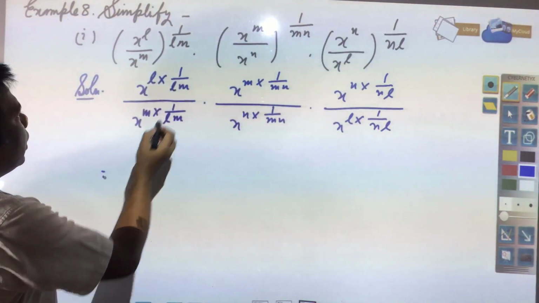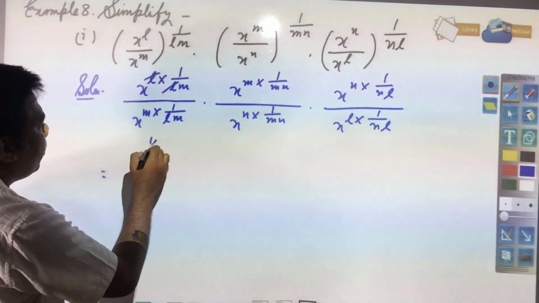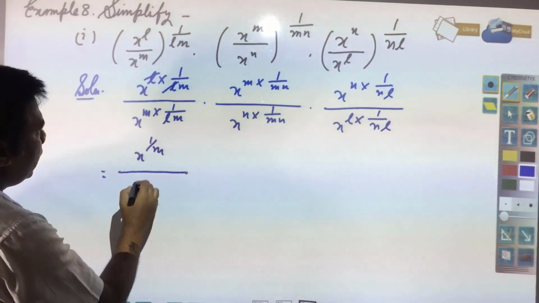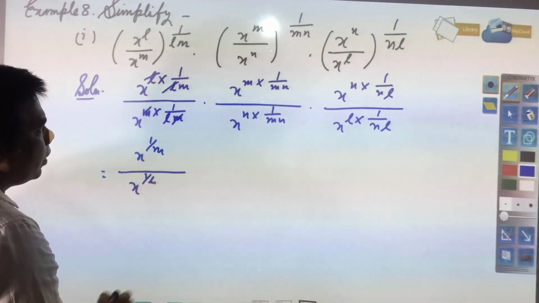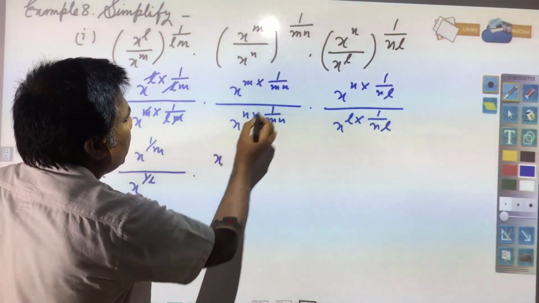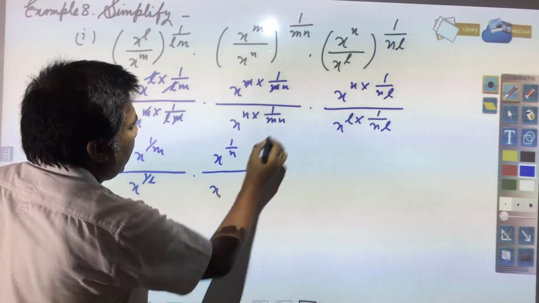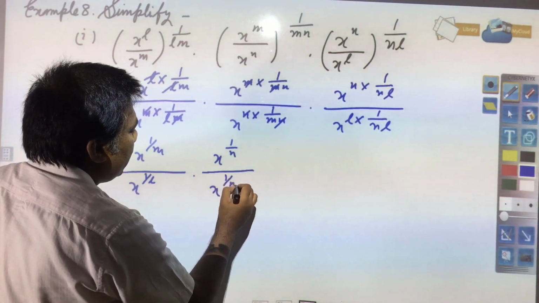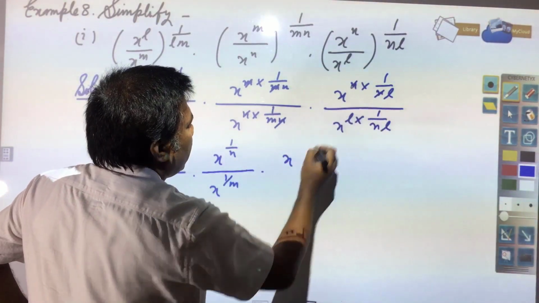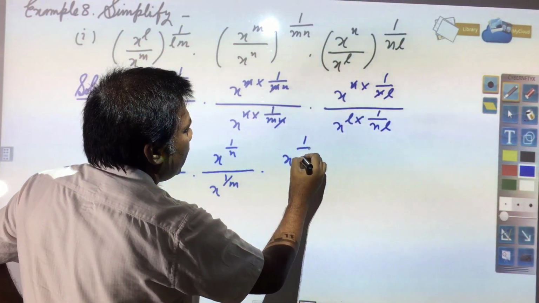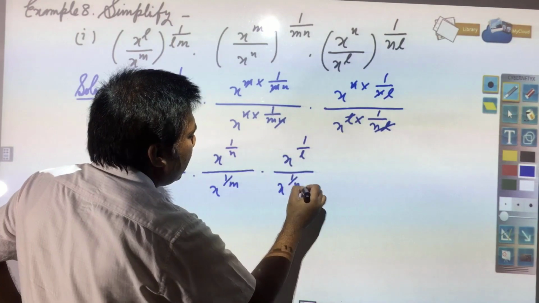Now, you see this L and L got cancelled, you got x to the power 1 by m divided by m, and m got cancelled. x to the power 1 by L into x to the power m, and m got cancelled. You got 1 by n divided by x to the power n, and n got cancelled. You got 1 by m into x to the power n, and n got cancelled. You got x to the power 1 by L divided by L, and L got cancelled, you got x to the power 1 by n.